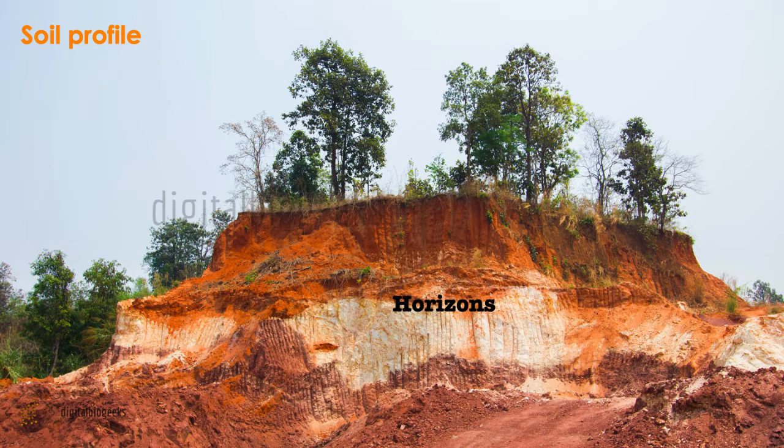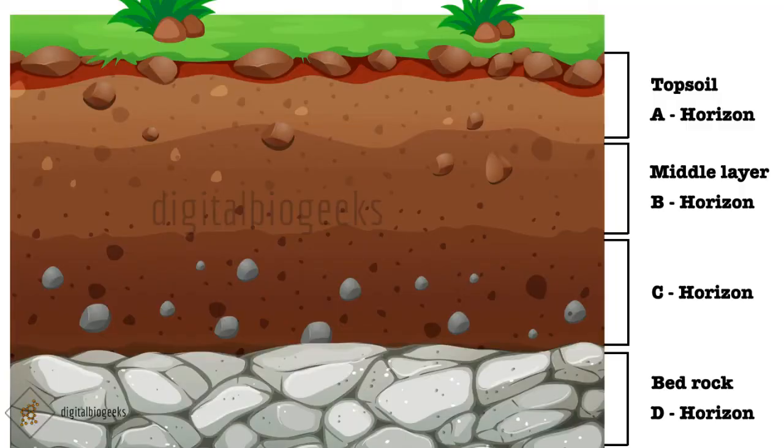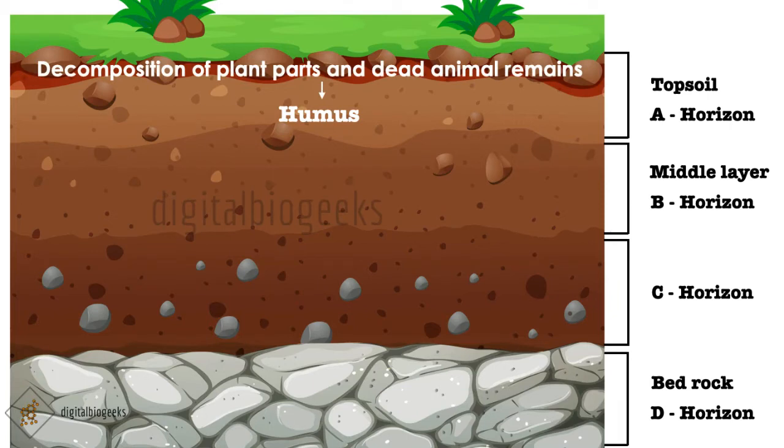Let's learn more about horizons. The topmost layer or horizon is called the topsoil. The topsoil is dark. This layer is rich in humus and minerals. Humus is formed by the decomposition of leaves, other plant parts, and dead remains of animals. This humus makes the soil fertile and provides the necessary nutrients for the growth of plants.